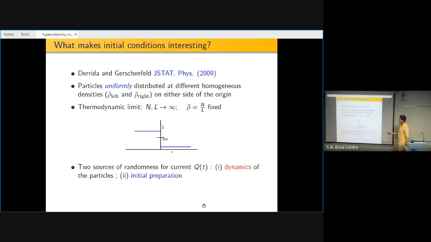In this problem, it was noted that there are two sources of randomness. One comes from the dynamics of the particles themselves, because they perform some kind of random diffusive motion. The other, interestingly, comes from the initial preparation, that is, how you have prepared the initial state. So what do we mean by that? This Q is itself a random quantity because it has these random sources in it. The way we handle the initial state determines the probability distribution of this time integrated flux Q.